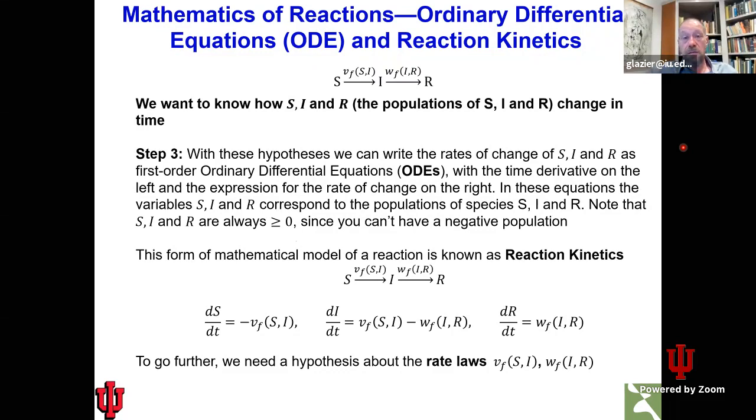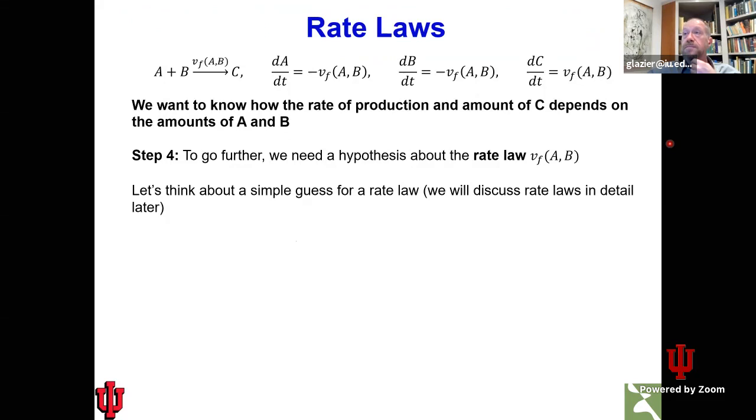So we've written a mathematical structure now. We've taken a structure for a network, and we've turned it into a mathematical structure. But until we say what Vf and Wf are, what the functional forms of those rate laws are, we can't do anything more than that. This is what I was talking about with model structure. And so we need to have some hypothesis about the rate laws.